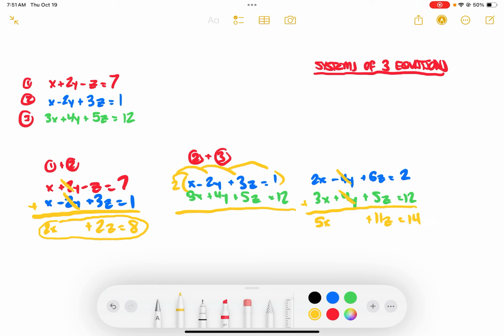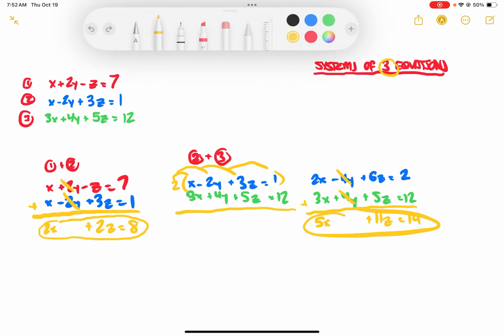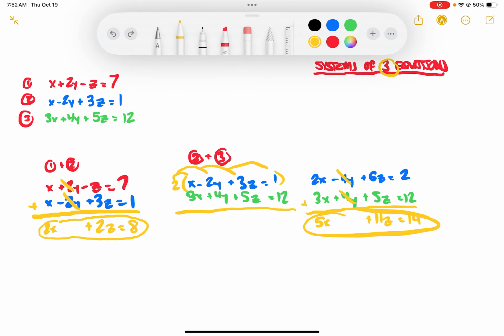Great. And now, remember our goal at the beginning, right? I wanted to turn this into a system of two equations. And I did, right? I have a brand new system now. I'm going to shuffle this up to the top. And here I have, in black, 2x plus 2z equals 8, and 5x plus 11z equals 14.